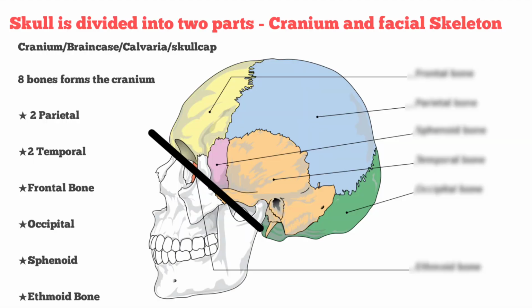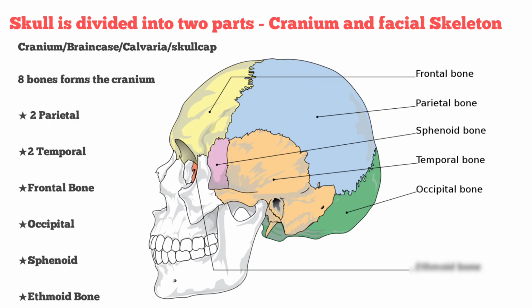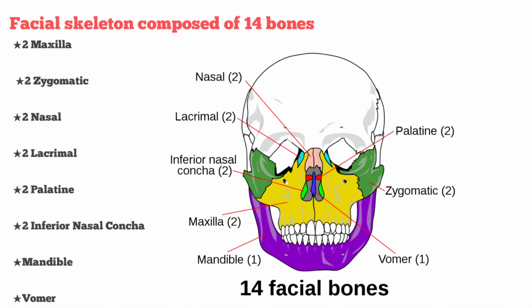The skull is divided into two parts, the cranium and the facial skeleton. The cranium, also called the braincase, calvaria or skullcap, is formed by 8 bones: 2 parietal, 2 temporal, frontal bone, occipital, sphenoid, and ethmoid bone. The facial skeleton is composed of 14 bones.